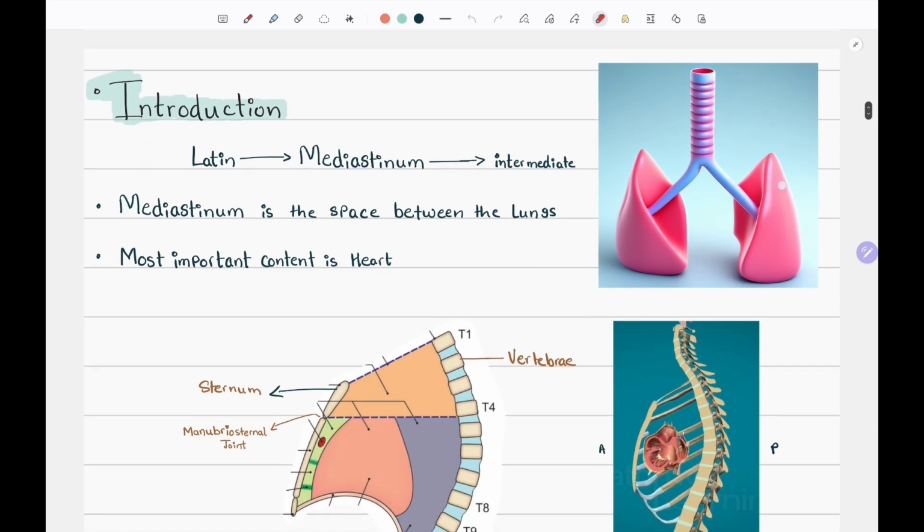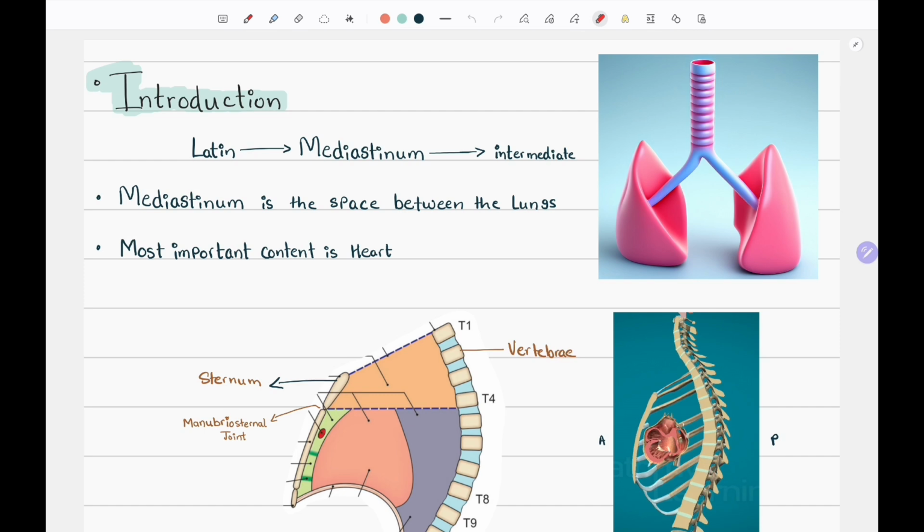Starting with its introduction. The word mediastinum is derived from Latin, which means intermediate. So this is our lung. These are the two lungs, and the space in between the two medial surfaces of the lungs corresponds to the mediastinum. The most important organ which sits in the mediastinum between the lungs is our heart. So the most important content of the mediastinum is the heart.